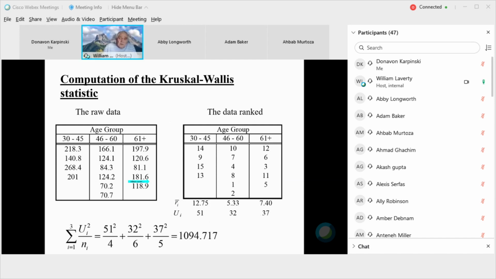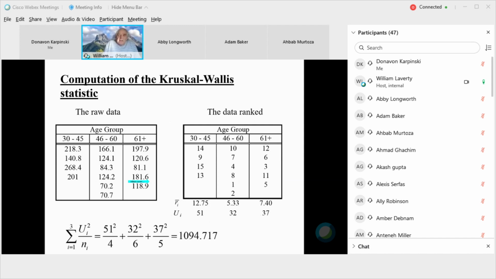N is the total number of observations, which is equal to 15. The sample sizes are 5, 4, and 6. There are the average ranks. There's the sum of the ranks for each sample. If the average ranks are all approximately the same, then the null hypothesis is true. There's no difference between the 3 age groups.